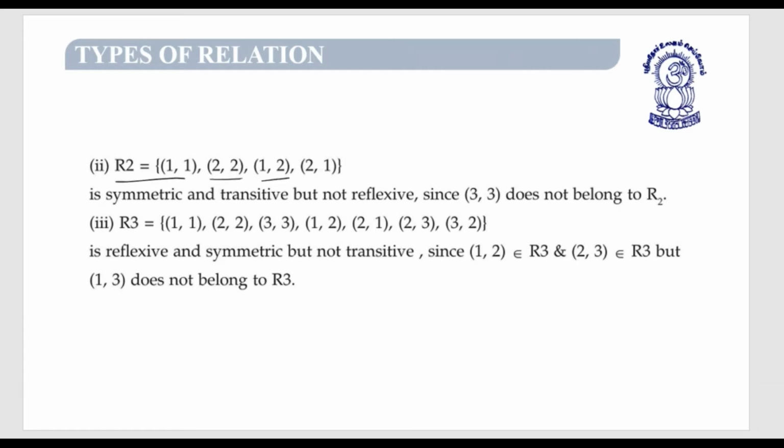R2 = {(1, 1), (2, 2), (1, 2), (2, 1)} is symmetric and transitive but not reflexive, since (3, 3) does not belong to R2.